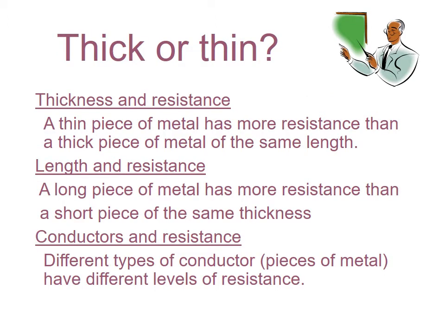Thin or thick? So let's think about the thickness and the resistance. Now, a thin piece of metal has more resistance than a thick piece of metal of the same length. So the thinner the piece of metal, the more resistance. Length and resistance. A long piece of metal has more resistance than a short piece of metal of the same thickness.